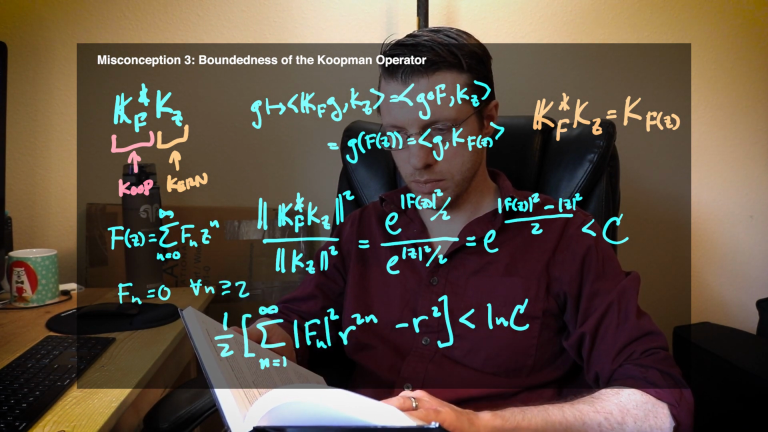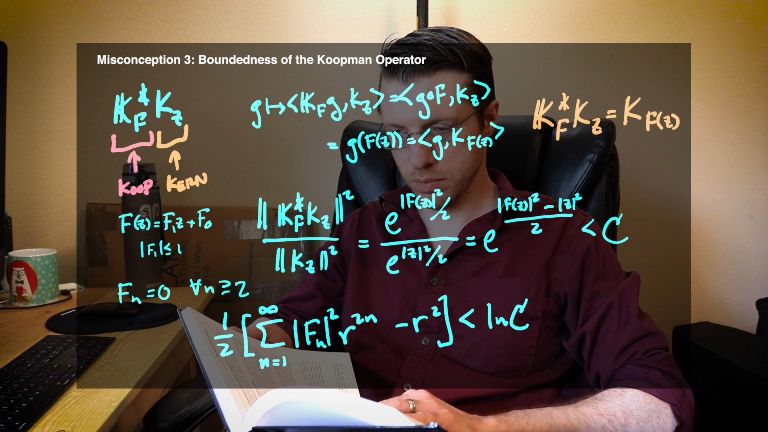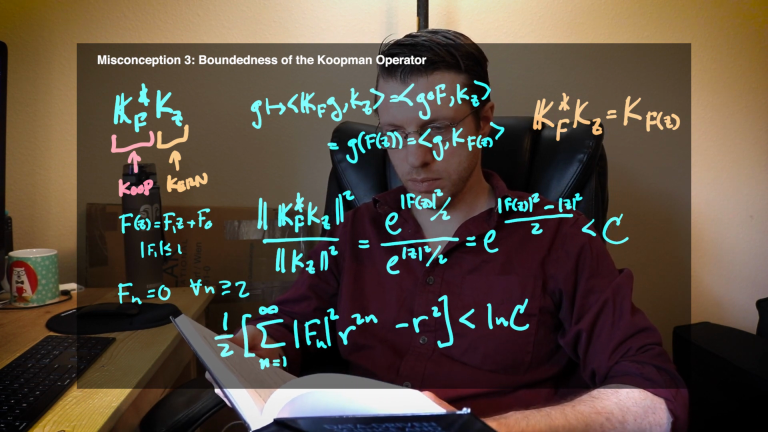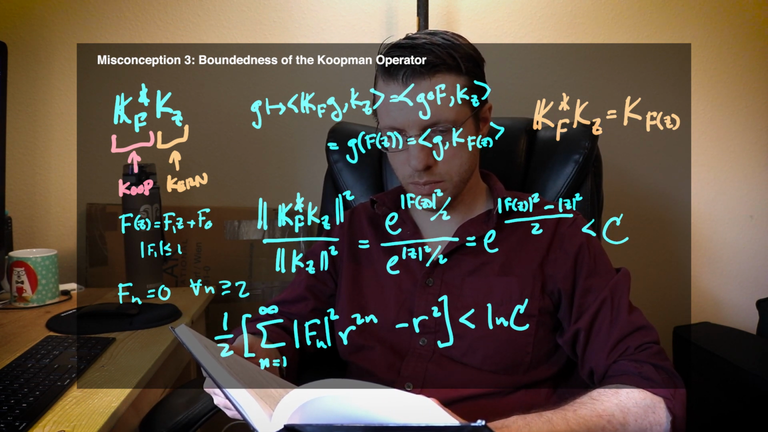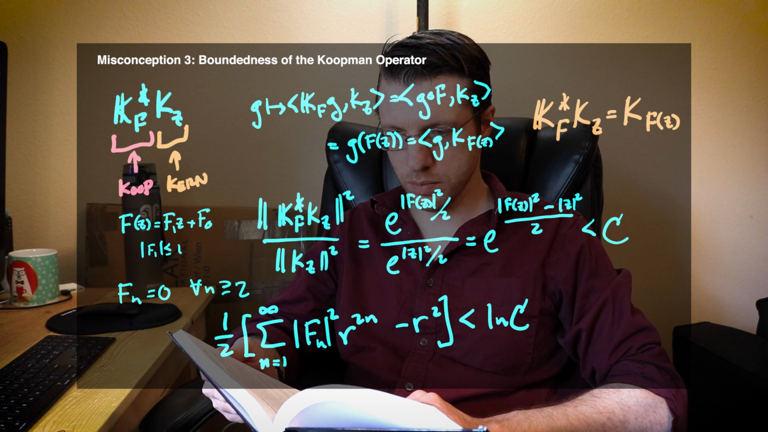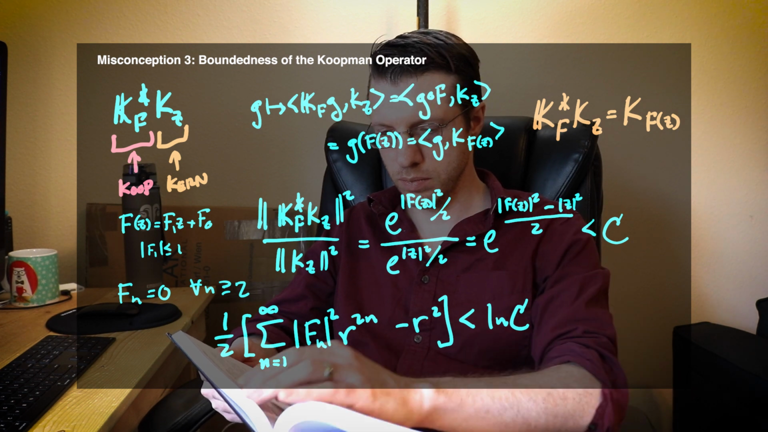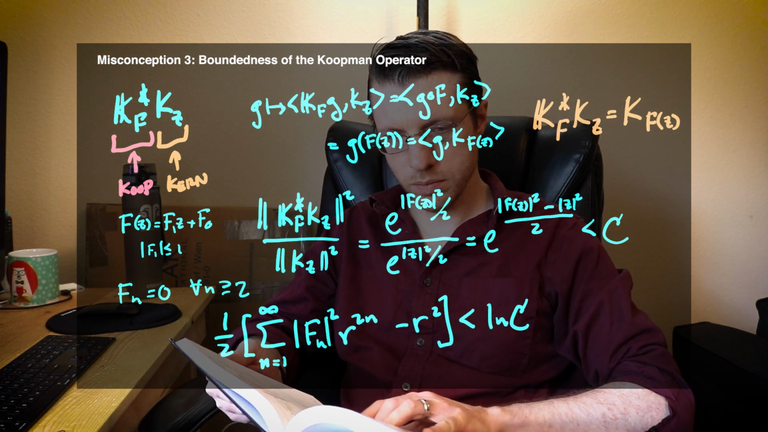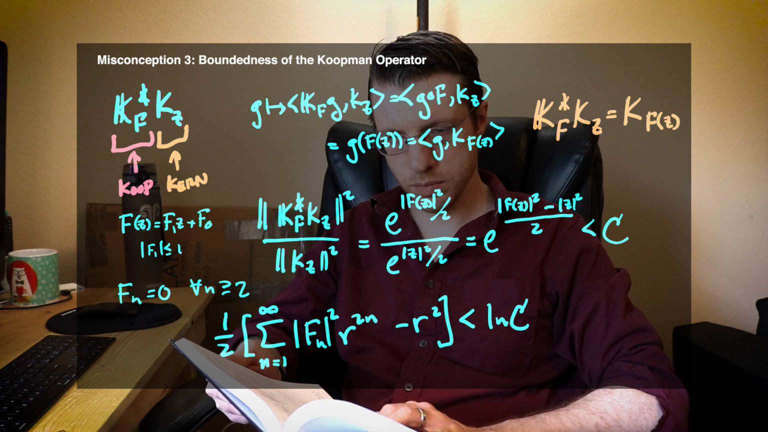And so what we're left with is just that f naught, the constant term, can stick around, and the linear term can stick around too, and that's because we have this minus r squared here. And so that means that if we're going to have a bounded Koopman operator over the Fock space, then it needs to be written as, say, f1 z plus f0. And that's all of our bounded Koopman operators.